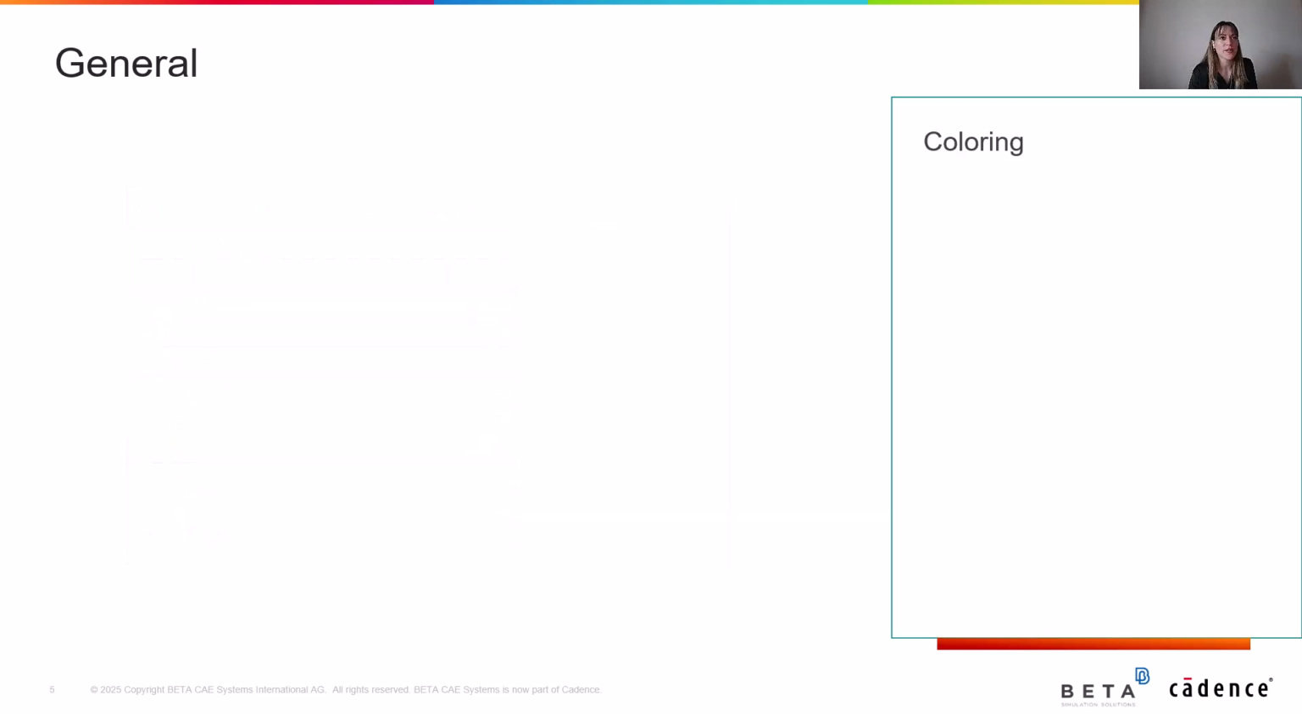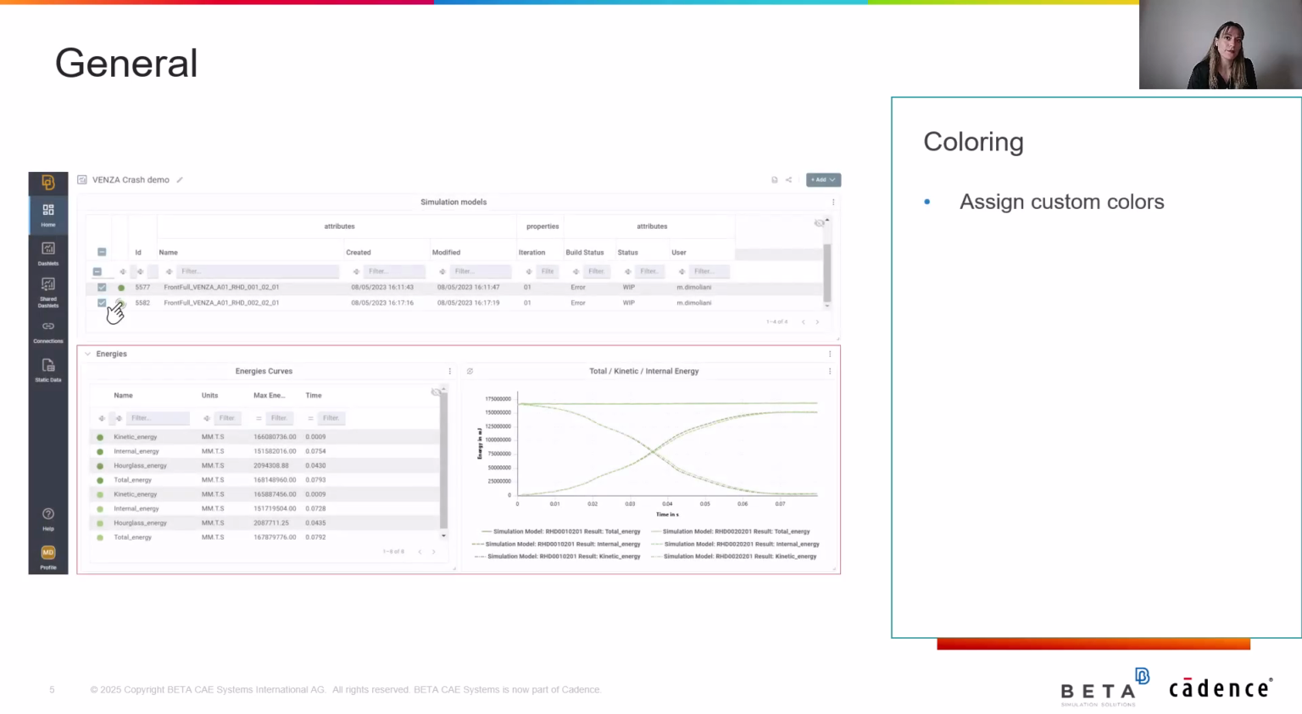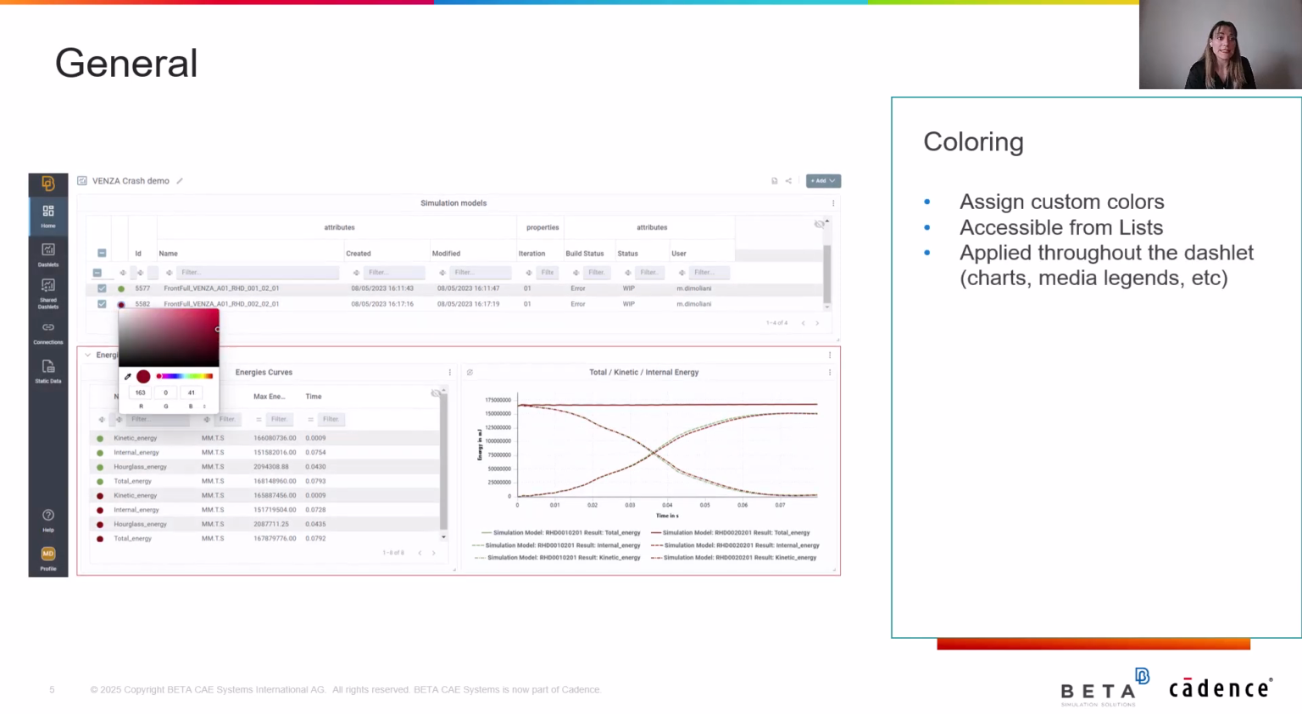A key enhancement in this release is coloring. It is now possible to assign custom colors. Users can easily change colors by directly clicking on them in the list panel where they're displayed. It is applied throughout the Daslets, including charts, media, legends, and so on.